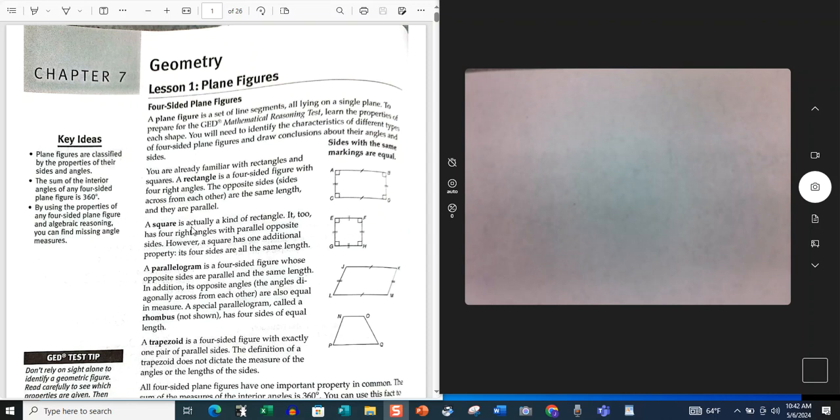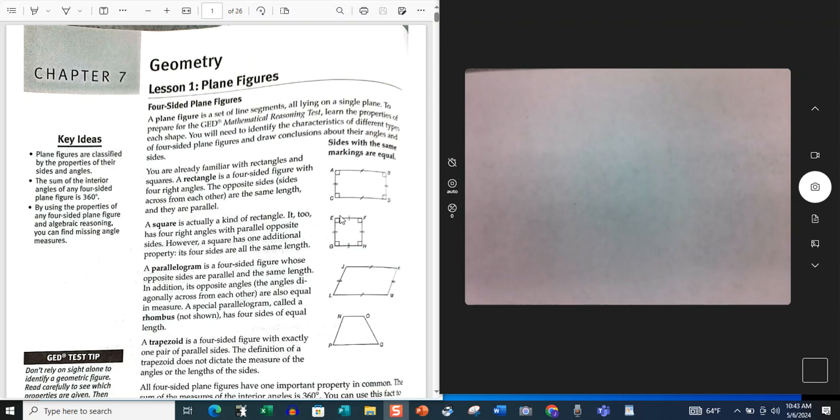Now it says a square is actually a kind of rectangle. It too has four right angles with parallel opposite sides. However, a square has one additional property. Its four sides are all the same length.